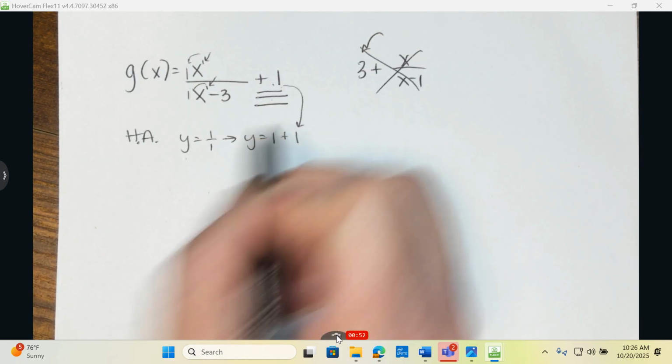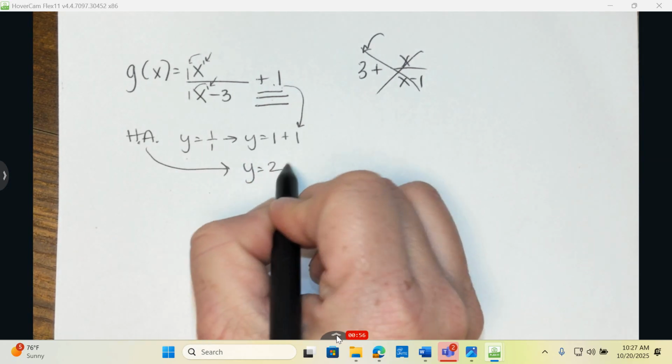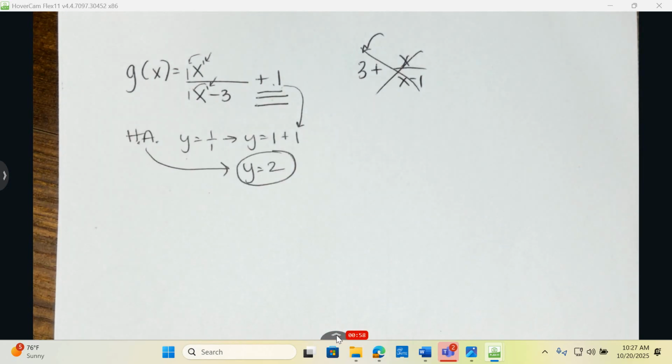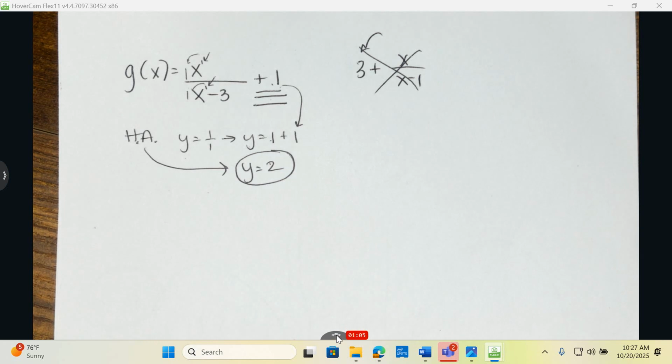So to this value, I must add 1 more, and I end up with a horizontal asymptote of y equals 2. Please turn to your group to make sure everyone understands how it's not y equals 1, but we get y equals 2.